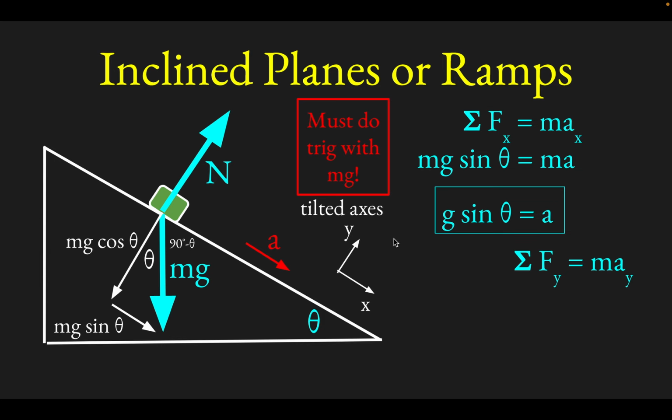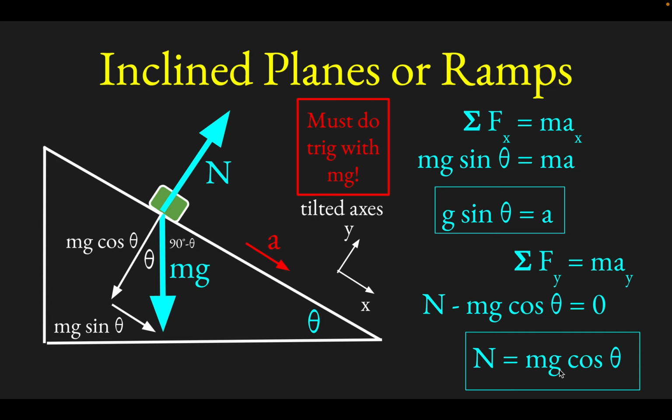The sum of the forces in the y direction is ma y. In the y direction, we have a normal force along the positive y direction, and we have mg cosine theta along the negative y direction. So those are our y direction forces, all of the normal force and a component of mg. And those conspire to make zero because on the right-hand side of F equals ma, there's no acceleration along our y direction. That's what's actually kind of nice about tilting the axes. And so what we learn here is that the normal force will be mg times the cosine of theta in this case.